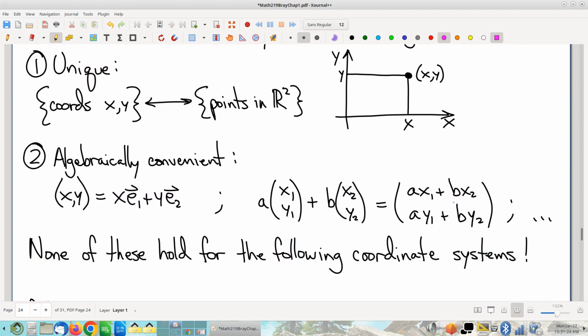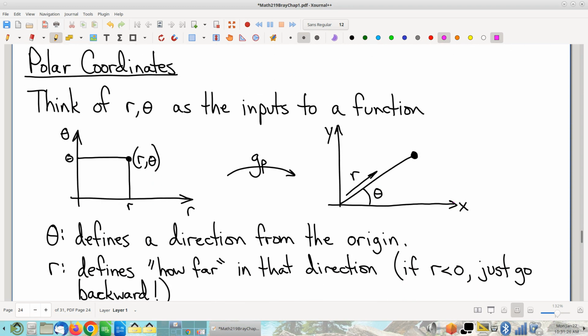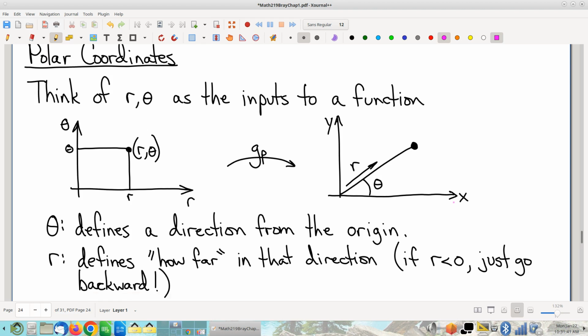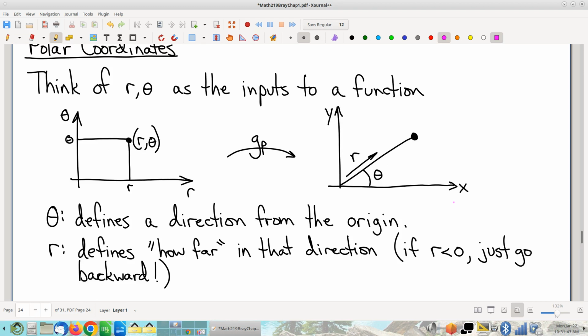Okay, so let's get going with new coordinate systems. I'm going to start with polar coordinates. Some of y'all may have seen this before. I imagine probably a lot of you, if not most of you, have seen this before. There are different ways to think about it. I'm going to present what I think is the best way for our course-wide purposes, and that is to think of polar coordinates as being a function.